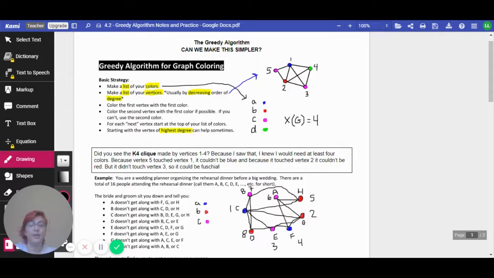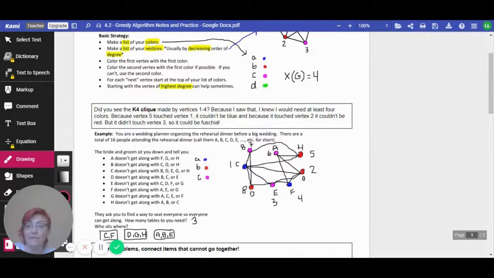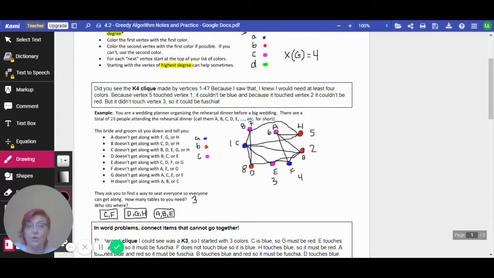Now, we can use the greedy algorithm and graph coloring to solve word problems. For example, if you're a wedding planner, organizing the rehearsal dinner before the big wedding, you might have 16 people attending the rehearsal dinner, and the bride and groom tell you that A does not get along with F, G, or H. B doesn't get along with C, D, or H, and so on and so forth.